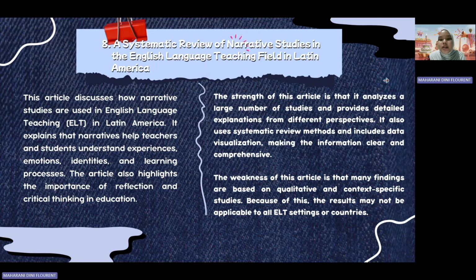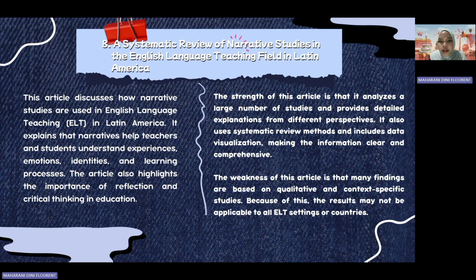The eighth article is a systematic review of narrative studies in the English language teaching field in Latin America. The study reviews how narrative research is used in ELT contexts across Latin America. The article explains that narratives help teachers and students understand experiences, emotions, identities, and learning processes. It also highlights the importance of reflection and critical thinking in education.